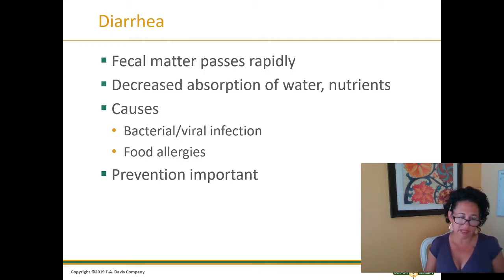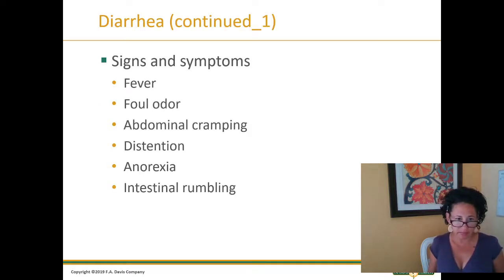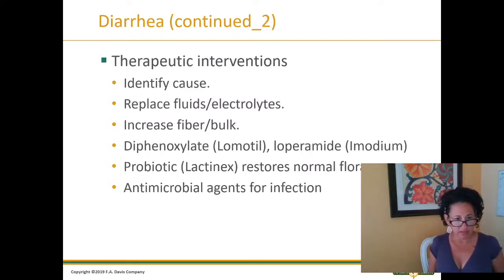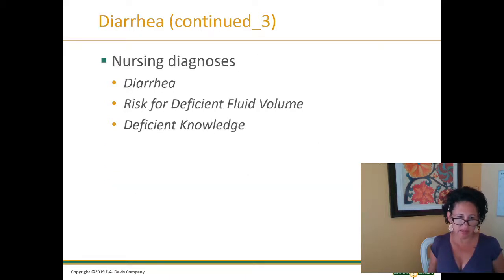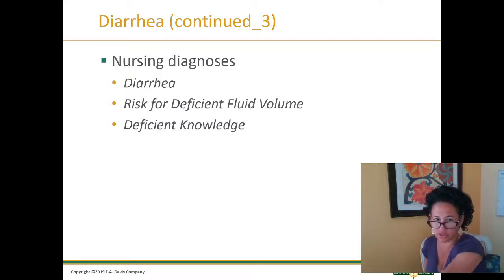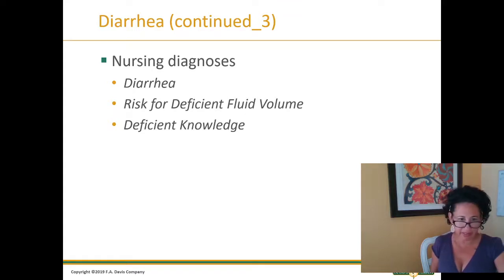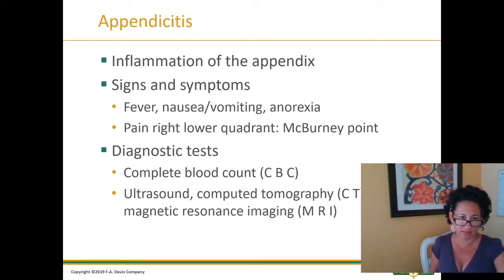Fecal matter passes rapidly. I'm going to again go through this fairly quickly. Signs and symptoms. Therapeutic interventions here. What do we want to do? We have medications, probiotics, right? Diarrhea, risk for fluid deficit disorder, blood volume. The nursing diagnosis, that's a serious one, obviously, fluid deficit, or risk for deficit fluid volume, because it's going to be electrolyte imbalance when you're losing a large volume of fluid. That can happen. Deficit knowledge, are they using the same foods, medications, whatever it is that's causing the problem?